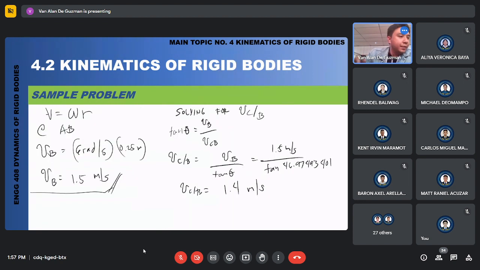Okay. So we have 1.4 meter per second. Solving for yung ating WC relative to B. Okay. That is, so 1.4 meter per second. Sorry. Balikan.